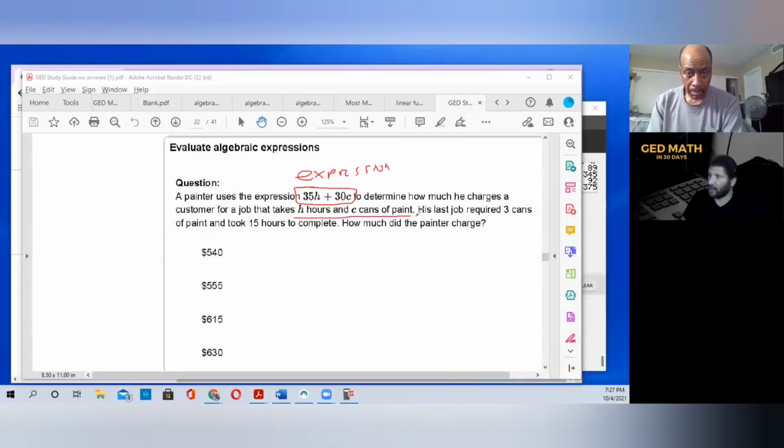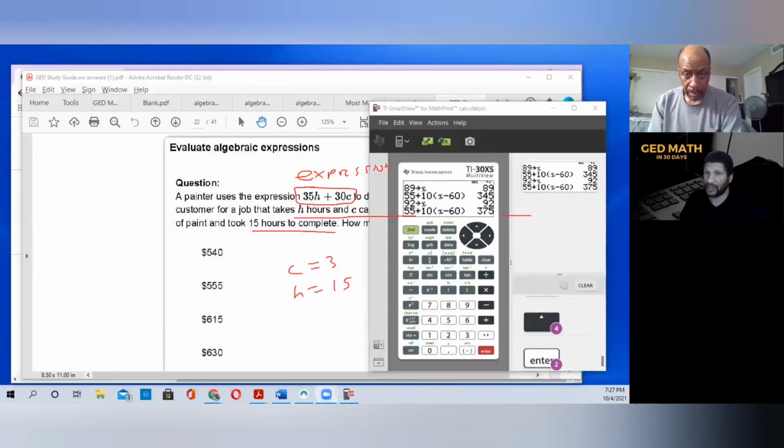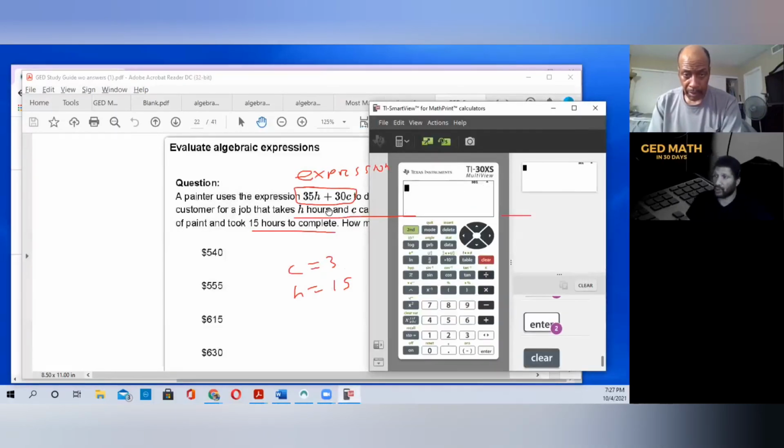This is where they define the variables. H is hours, C is cans. This is where they tell you what those variables are equal to. So C is 3 because you got 3 cans. H is 15. You got 15 hours you worked. So you just run to your calculator and you put that expression in. Now you can either store your variables or just write it in. 35 times H. Well, H is 15 plus 30 times C. C is 3. Press enter, you get your 615.